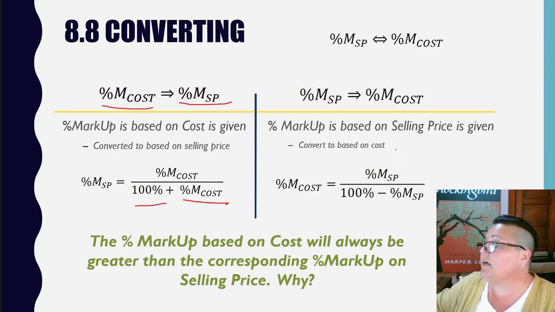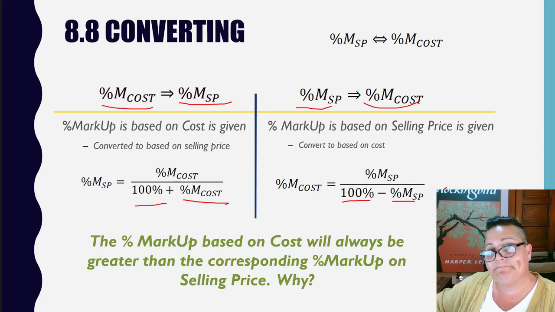If you have the markup based on selling price and you're going to convert it to markup based on cost, then you want to take the known markup based on selling price and divide it by its complement, 100 minus the markup based on selling price. And that's because what this is giving you really is your cost percent. It's really giving you the percent cost.